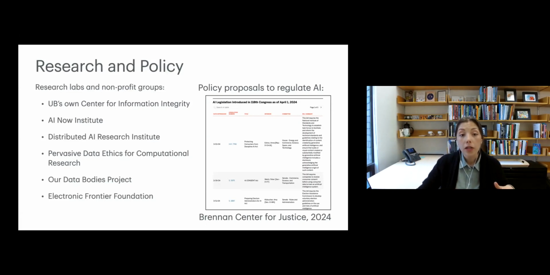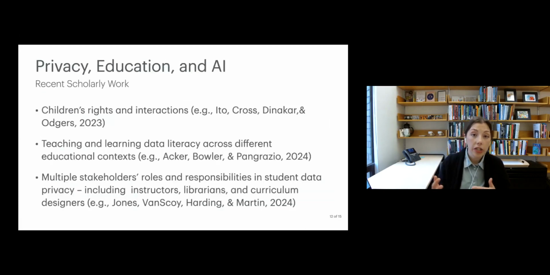In addition to the policy work going on, there are also a number of labs and groups across the country that are studying the linked social, technical, and ethical issues at play that we've been talking about. And there is a growing body of work focused on concerns for students and for young people. So here at the intersections of privacy, education, and AI, we have recent work, which includes researchers investigating how to respect children's rights as they interact with algorithmic systems or forms of AI.